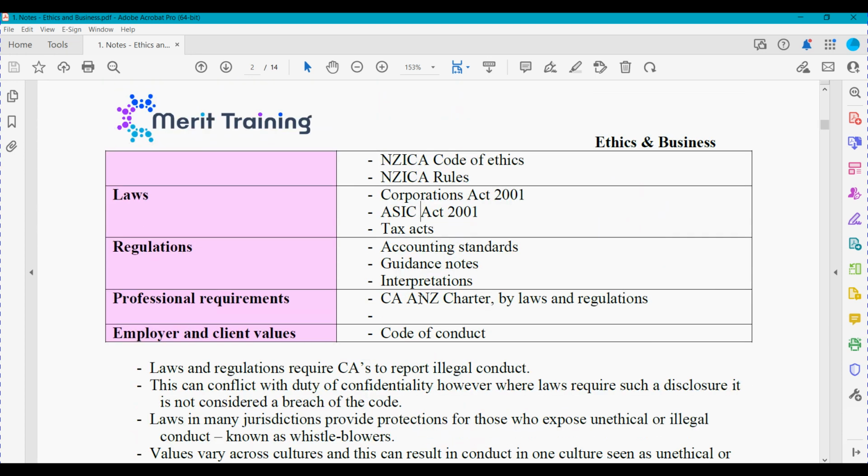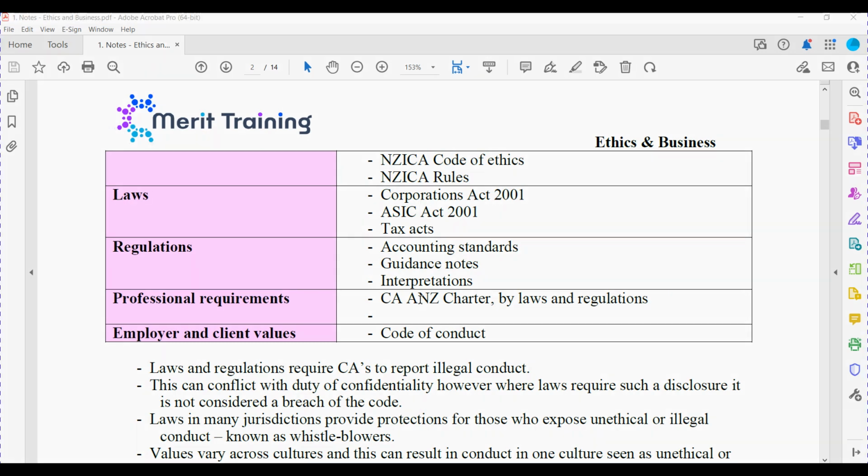Regulations are another category. Regulations are more specific rules or requirements established by government agencies, professional bodies, and other authorities that provide guidance and standards for conduct in particular industries or professions. Regulations are often based on laws and ethical principles, but may also reflect technical or operational considerations.